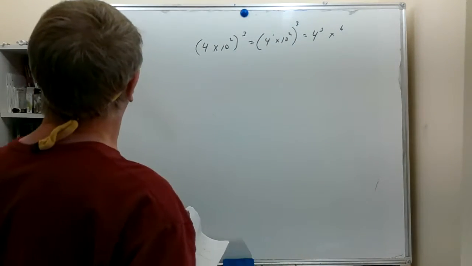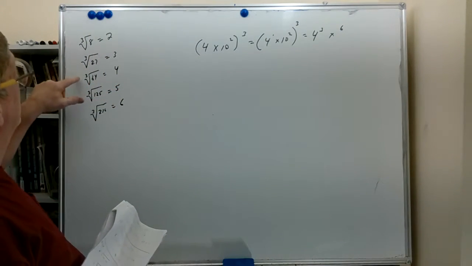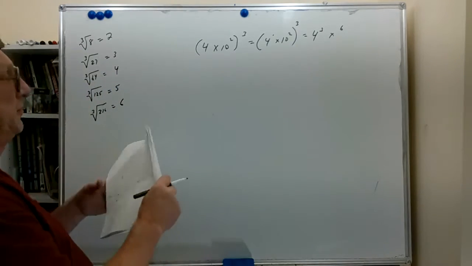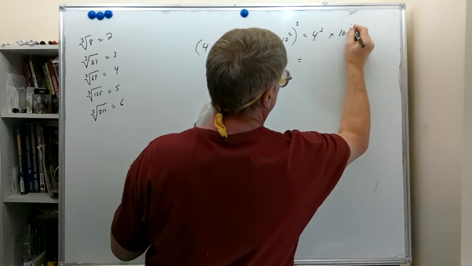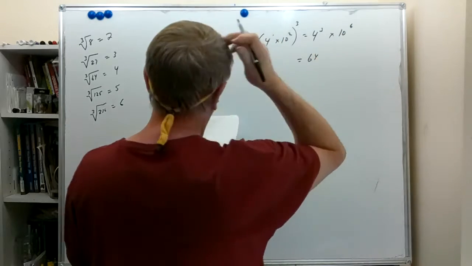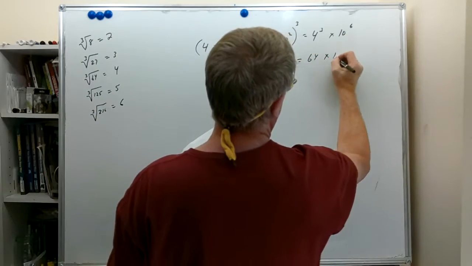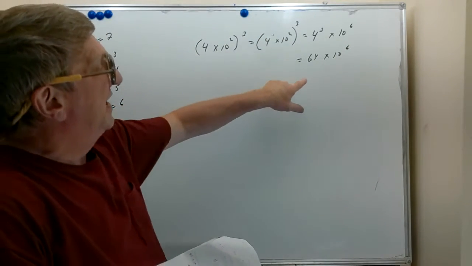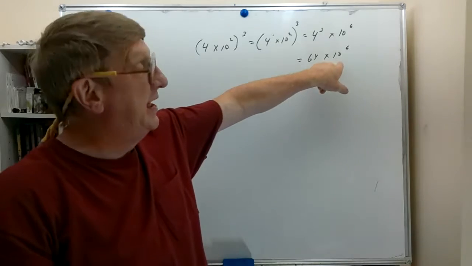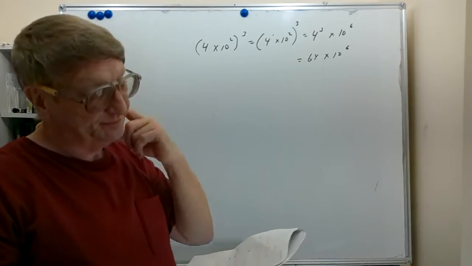Now, 4 cubed. Well, the cube root of 64 was 4, so 4 cubed equals 64. So we can rewrite this. Oh, let's put the 10 in here. This is 10 to the 6th power. 64 times 10 to the 6th. So we've reevaluated this expression as a number times a power of 10.